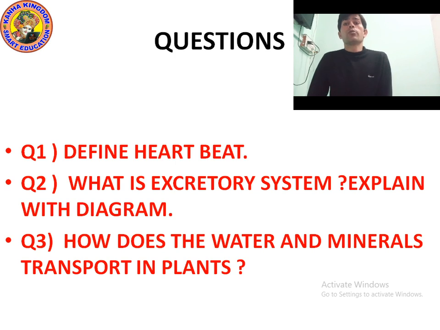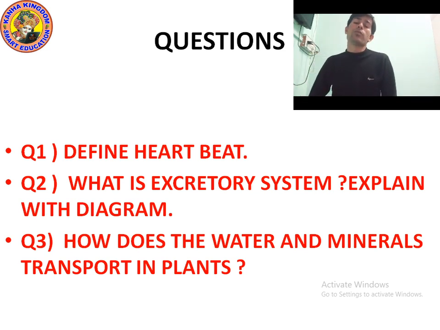Question number three: how do water and mineral transport in plants? Plants absorb water and minerals by roots. The roots have root hair. The root hair increase the surface area of the root for absorption of water and mineral, which are actually dissolved in water.